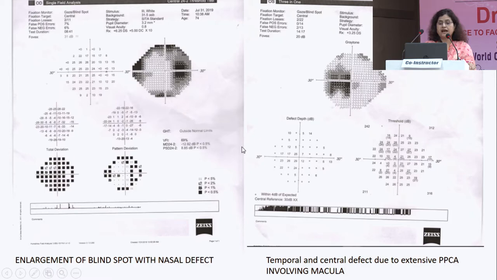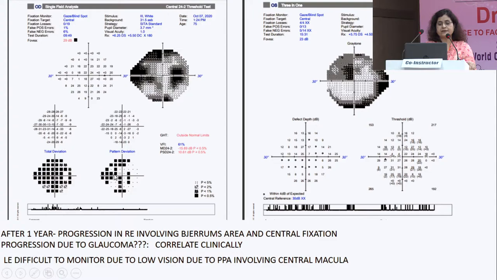And if you carefully look at the fields, you can see this. Both the changes are present. Because of the myopia, you see this enlargement of the blind spot. Here around the blind spot, there are scotomas and there's nasal step also. And over a period of time, this nasal step and the superior arcuate scotoma is progressing. So that is suggestive of progression of glaucoma. So you have to be very, very meticulous.